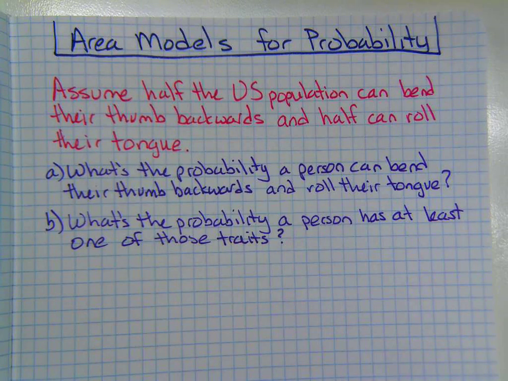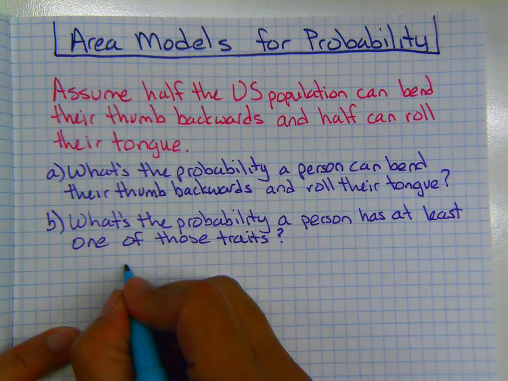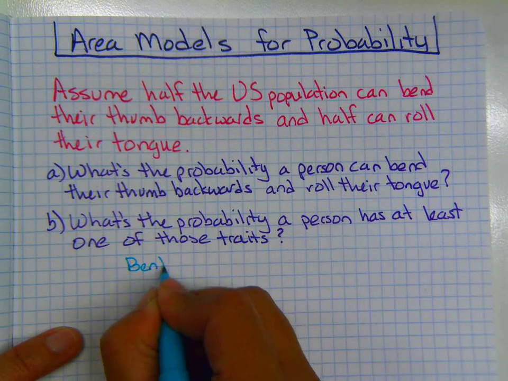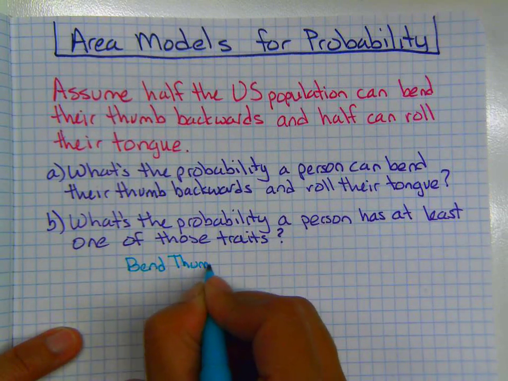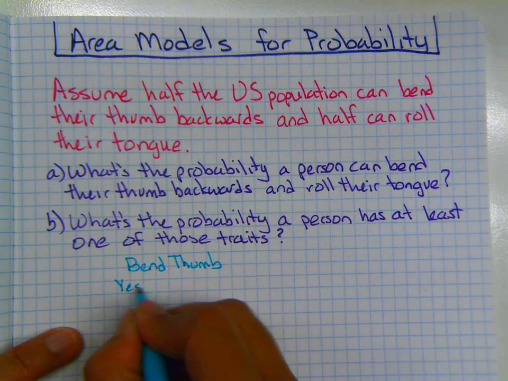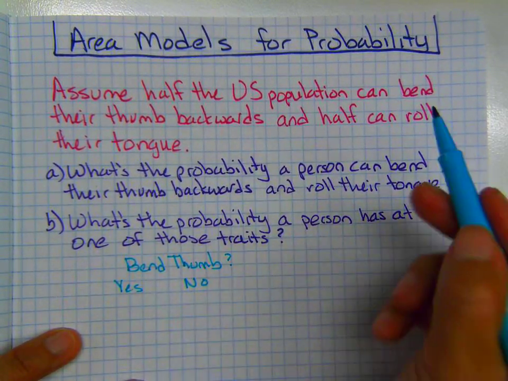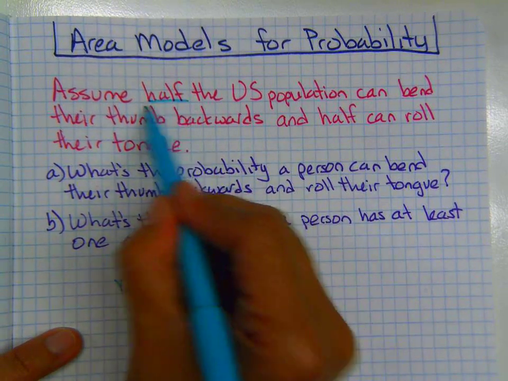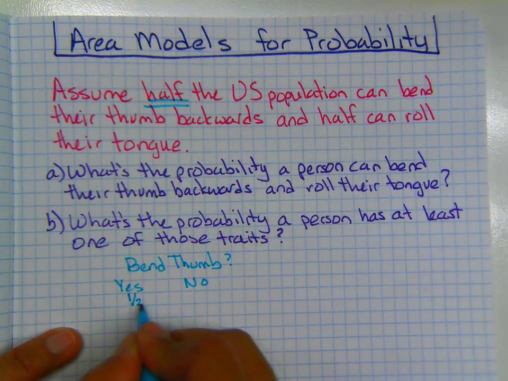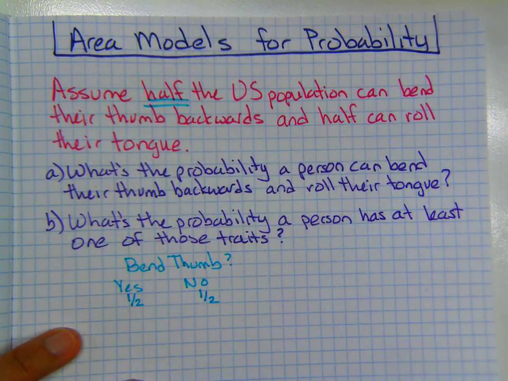All right, so one of the tools that we're going to use in math to solve this problem is what's called an area model. It's just like the area models that you've already seen. So let's take, for example, the question at hand. So we have some information. Can you bend your thumb backwards? So the answer to that question is either a yes or a no. So it had told me up here that half can do that. So half will say yes to that question, half will say no to that question.